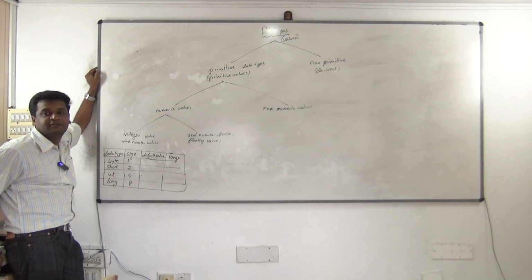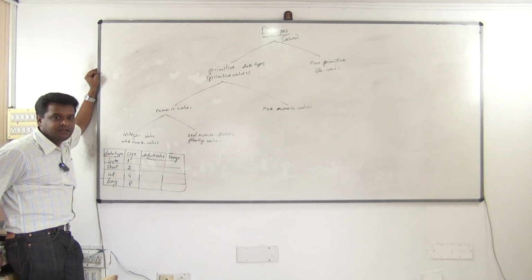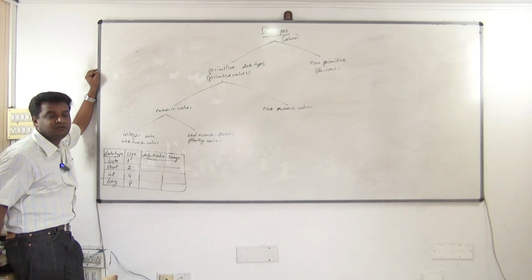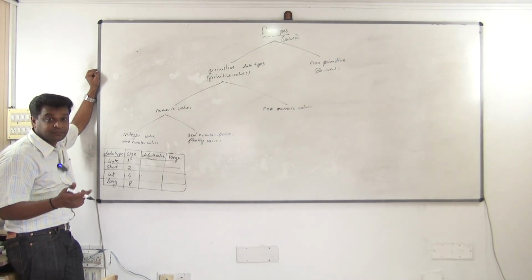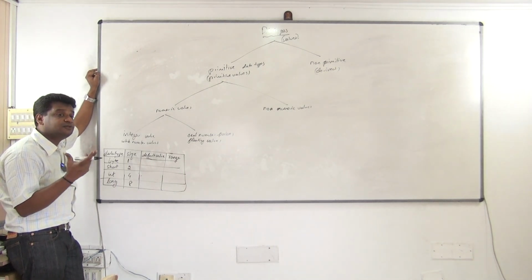In C, what is the capacity of int? 2 bytes. In Java, what is the capacity of int? 4 bytes. In C, what is the capacity of your long data type? 4 bytes. In Java, what is the capacity of a long data type? 8 bytes. 8 bytes means imagine the value it can store. So here the values you can store are very big.